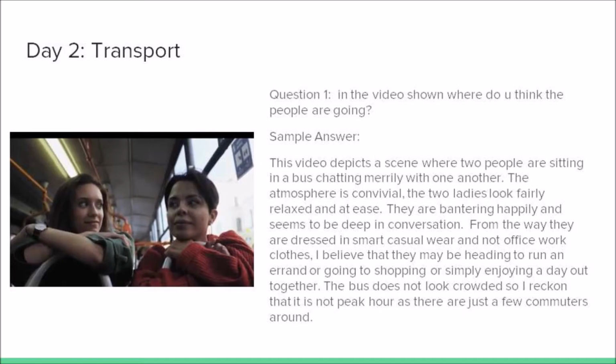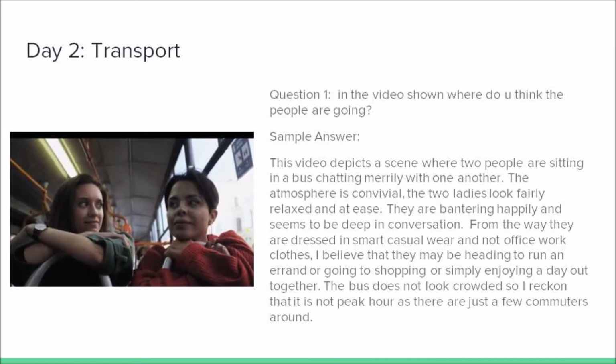So question 1. In the video shown, where do you think the people are going? A sample answer will be, this video depicts a scene where 2 people are sitting in a bus chatting merrily with one another. The atmosphere is convivial. The 2 ladies look fairly relaxed and at ease. They are bantering happily and seem to be deep in conversation.